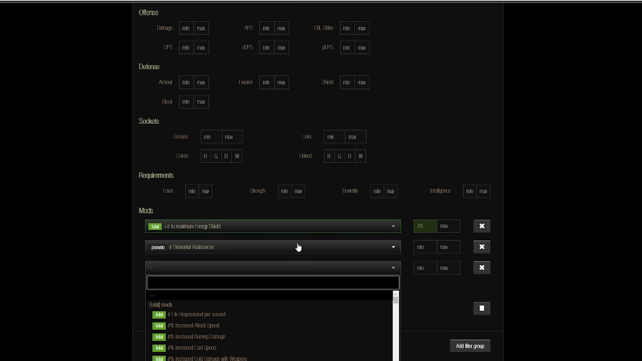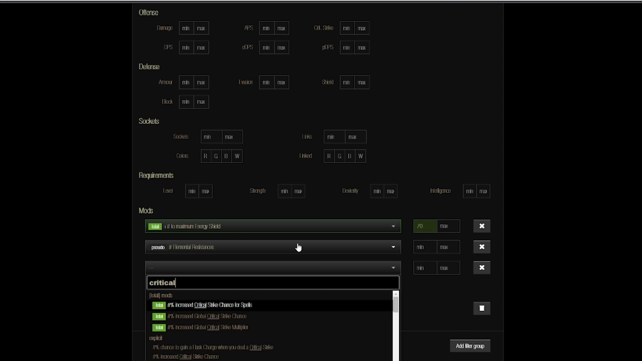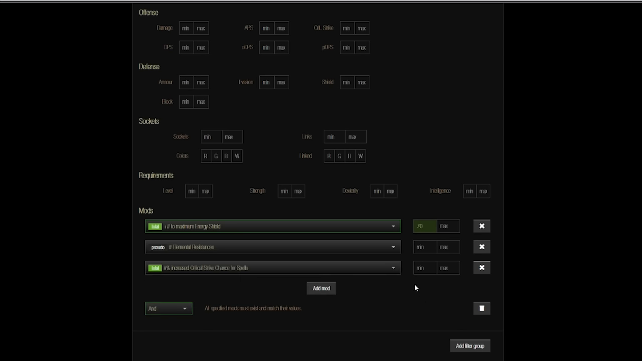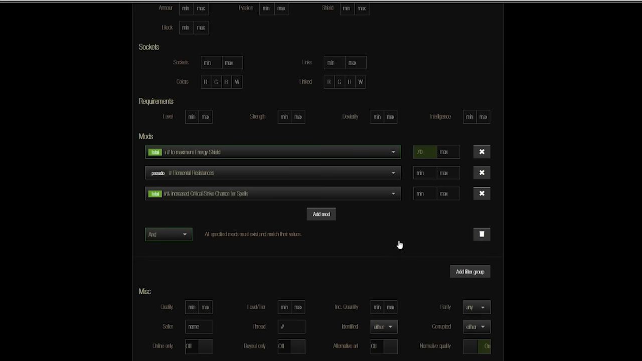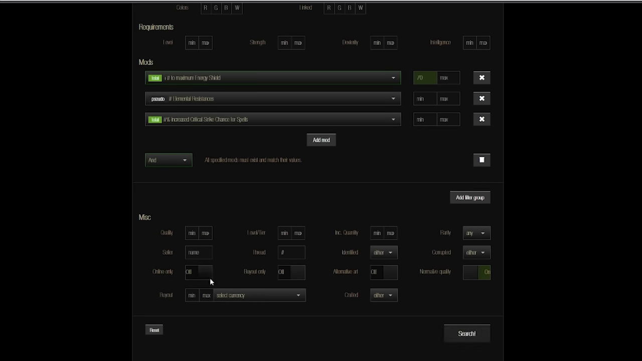And the last mod that we're going to be putting on there is going to be the critical strike chance for spells. Although it is low, if it was 90% plus or 100% or more, it would be a lot better, but it's still relevant enough to put on there. And yeah, we'll go ahead and do online only, and boom.